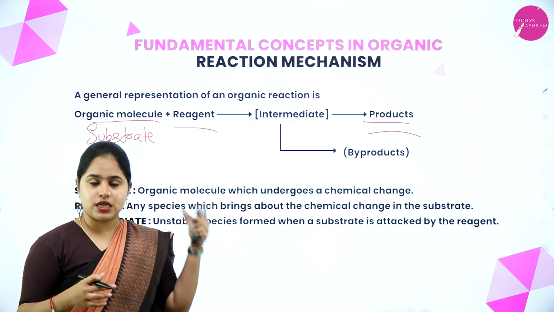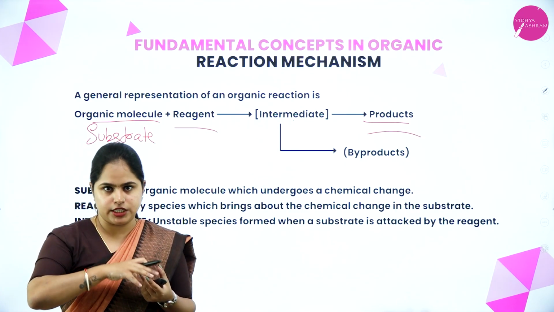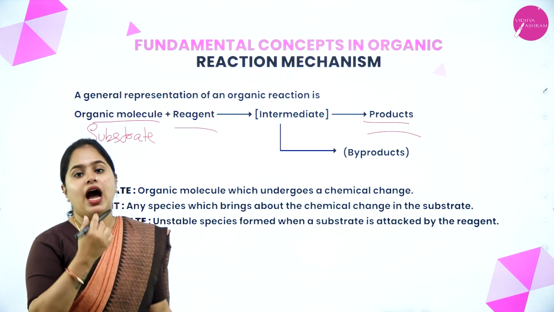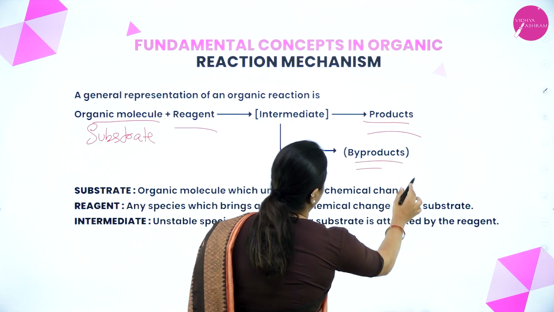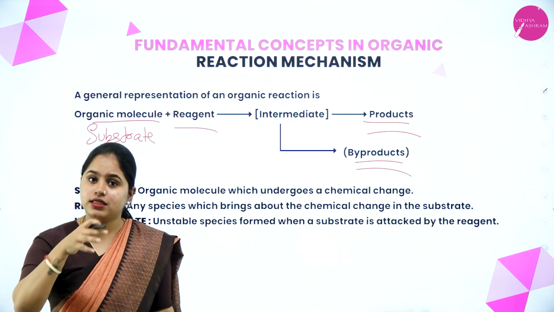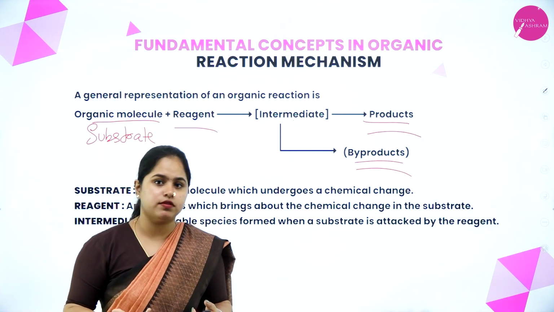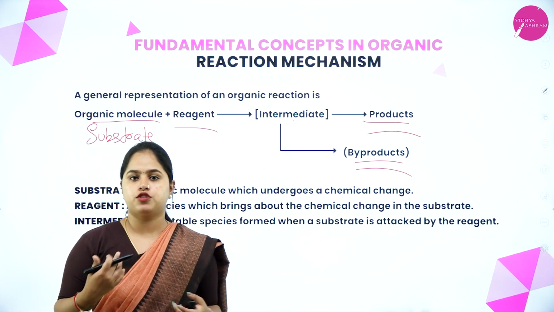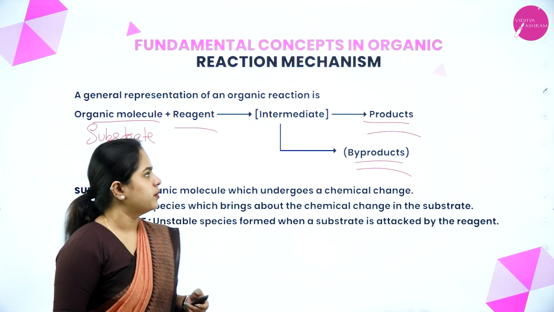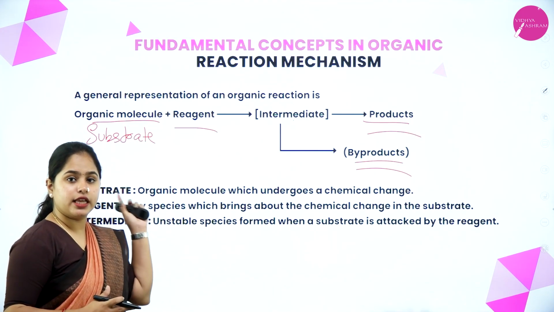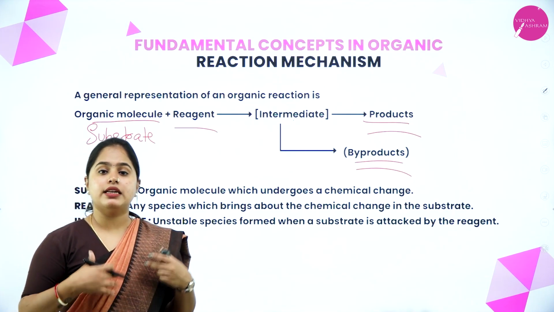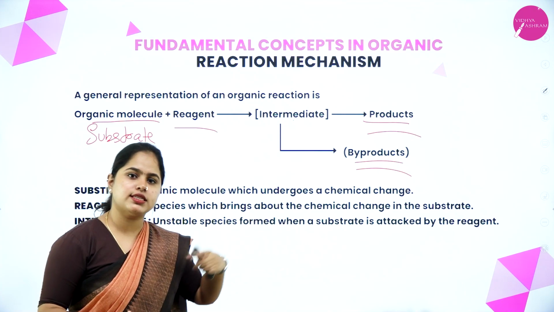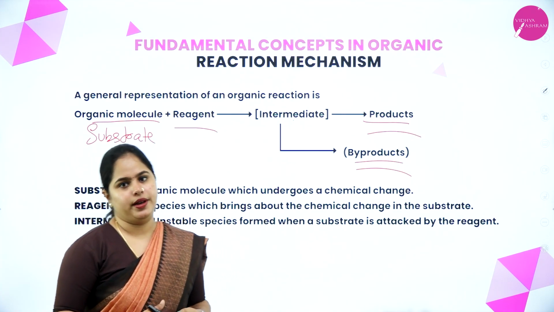So the substrate will react with some reagents. You will get an intermediate stage and then you will get the products. With the products, certain byproducts can also be there. The desired product will not be the only one which is formed. Certain byproducts will also be there which have to be purified, right? So generally there will be an organic compound, which undergoes reaction with the reagent, forms an intermediate, and finally forms products and certain byproducts as well.